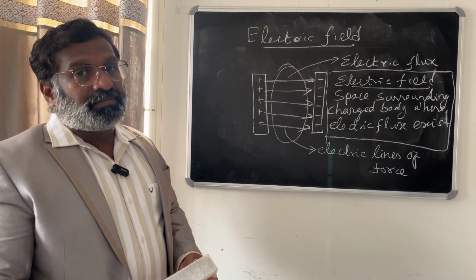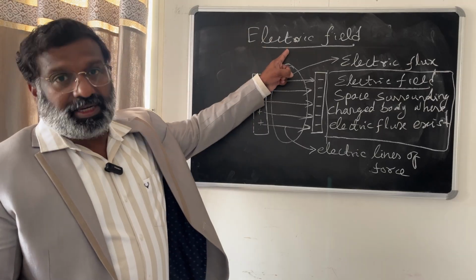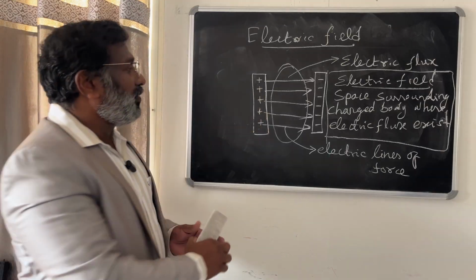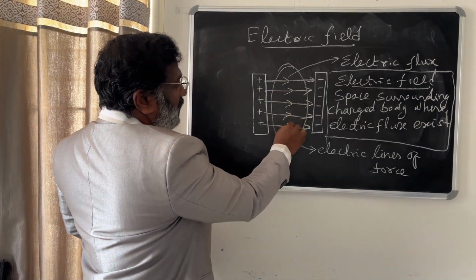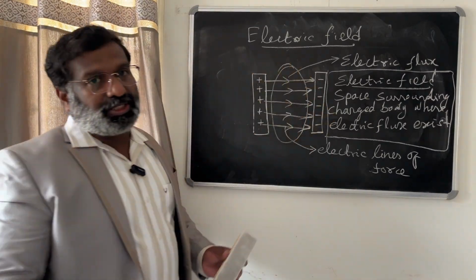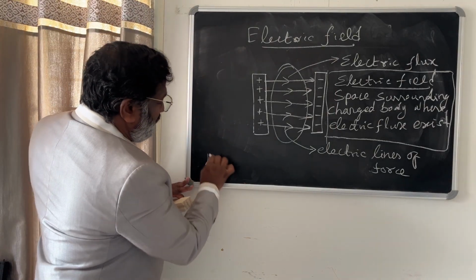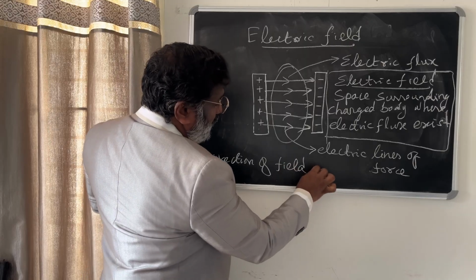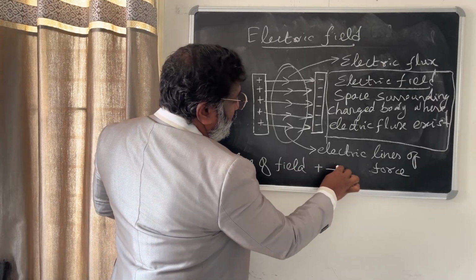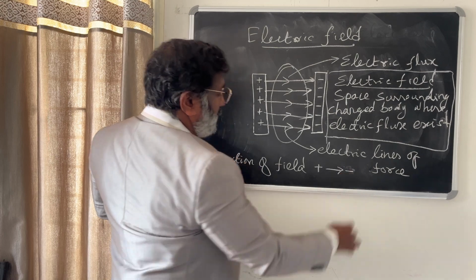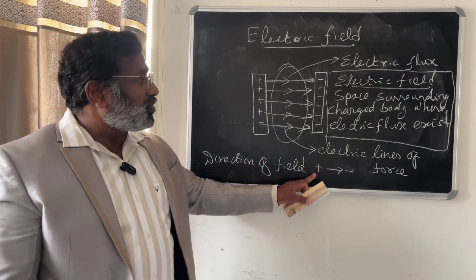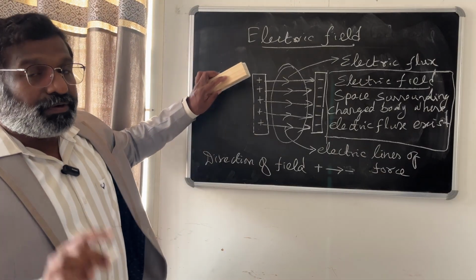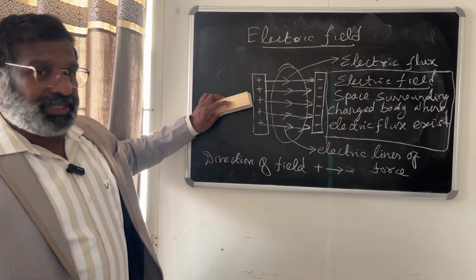Next, what is the direction of the electric field? That is very important. The direction of the electric field is from the positive charge towards the negative charge. So the direction of electric field is from positive to negative charge. It's directed from positive to negative, as I have marked. Okay. This fundamental is required for understanding the simple voltaic cell.